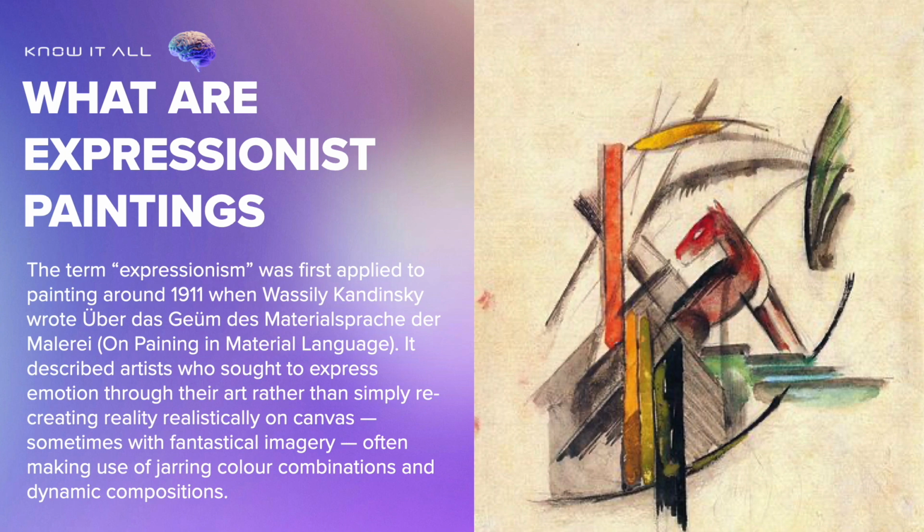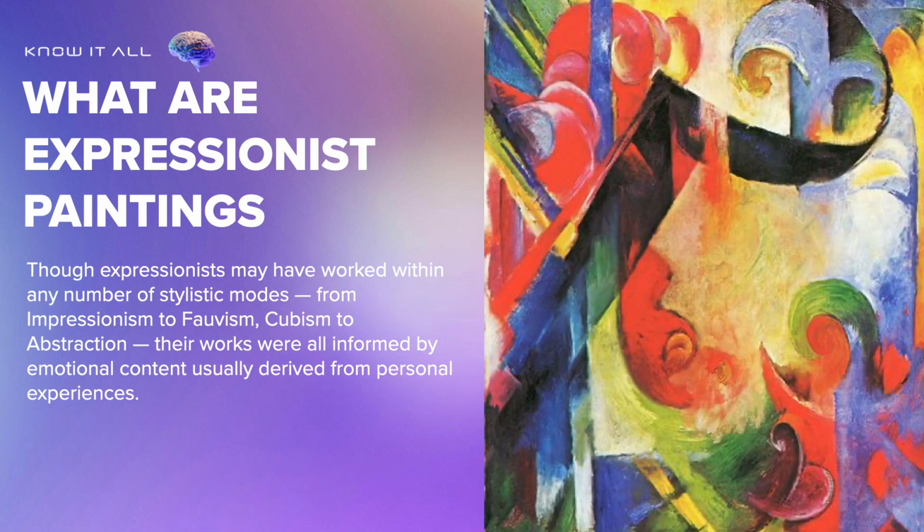It described artists who sought to express emotion through their art rather than simply recreating reality realistically on canvas, sometimes with fantastical imagery, often making use of jarring color combinations and dynamic compositions. Though Expressionists may have worked within any number of stylistic modes, from Impressionism to Fauvism, Cubism to abstraction, their works were all informed by emotional content usually derived from personal experiences.